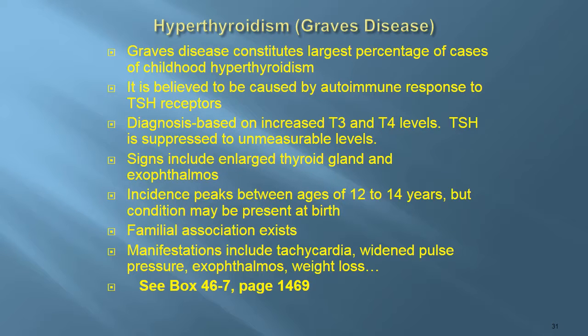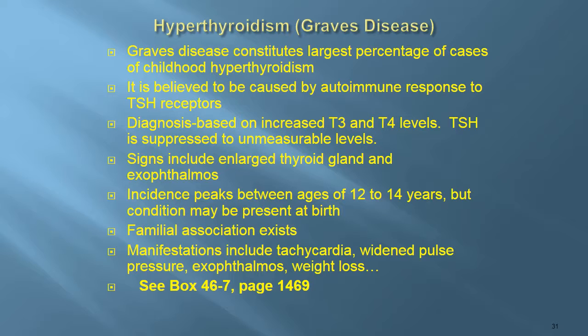Hyperthyroidism and Graves' disease. Graves' disease constitutes the largest percentage of cases of childhood hyperthyroidism. It is believed to be caused by an autoimmune response to TSH receptors. Diagnosis is based on increased T3 and T4 levels. TSH is suppressed to unmeasurable levels.